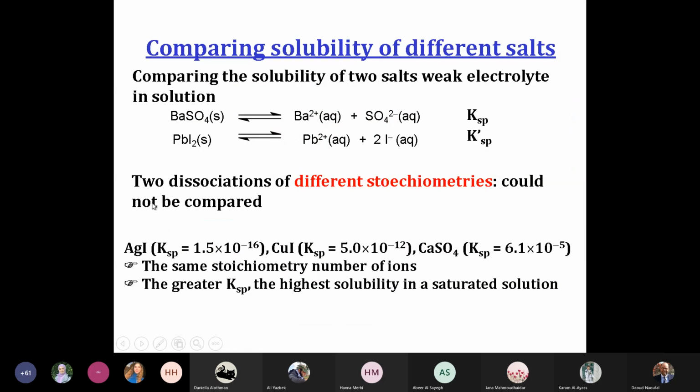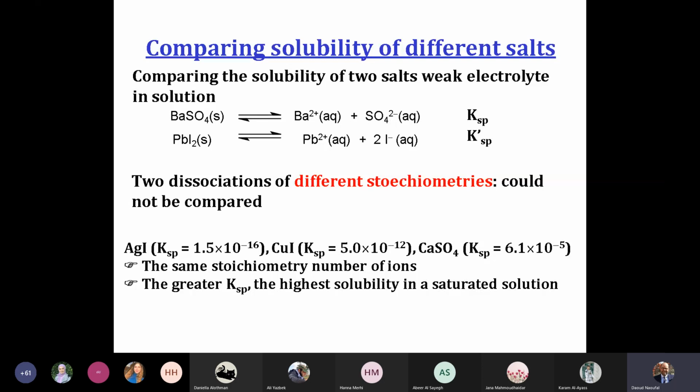Comparing the solubilities of two different salts. Suppose you have two beakers containing the same volume of water and you add the same amount of BaSO4 and PbI2. So in beaker 1, you add BaSO4. In beaker 2, you add PbI2. And the question is, which of the two solids is more soluble?